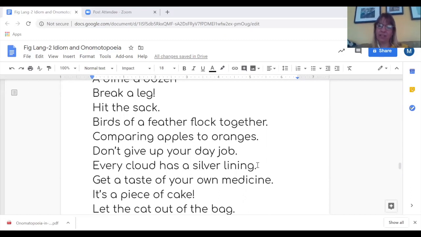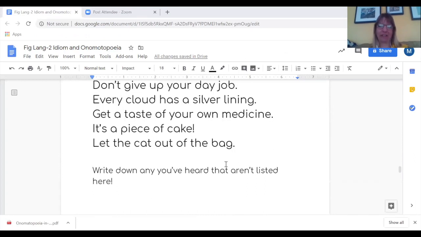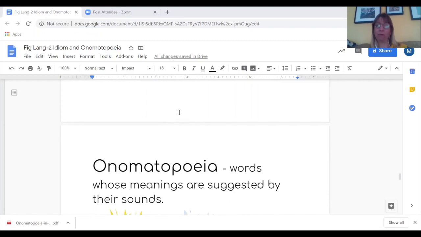Somebody comes up and says, hey, don't give up your day job. Every cloud has a silver lining, right? There's something good that comes out of everything. Get a taste of your own medicine. Yeah, karma, right? It's a piece of cake, no big deal. Super easy. But isn't that a funny idiom? Because its literal expression is a piece of cake, yet we're saying that's an easy thing. So if you want to write down any idioms that aren't here that you've heard before, you are welcome to do so. But we're going to move on to onomatopoeia.